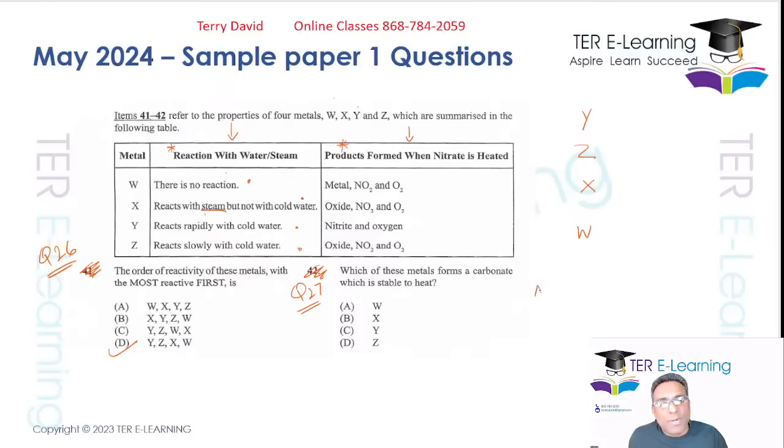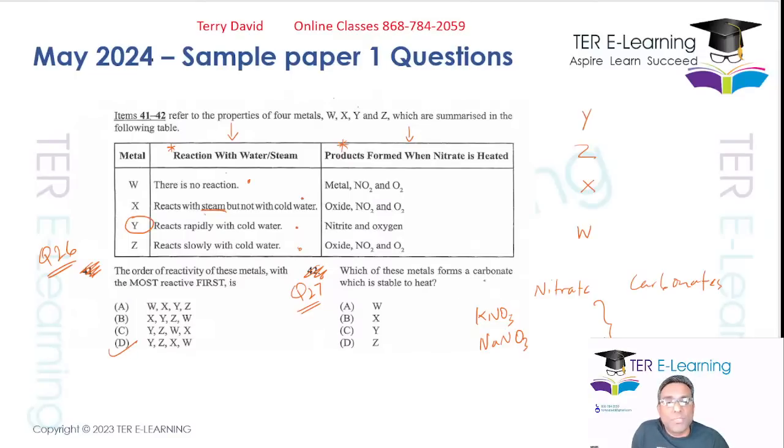Right, so when it comes to a nitrate, let's say we have nitrates and we have carbonates. Let's say potassium nitrate and sodium nitrate. When you try to heat these, what happens is that we get a nitrite and oxygen gas. So that's what you're going to get when you heat a nitrate. So therefore, this metal Y could be potassium or it could be sodium.